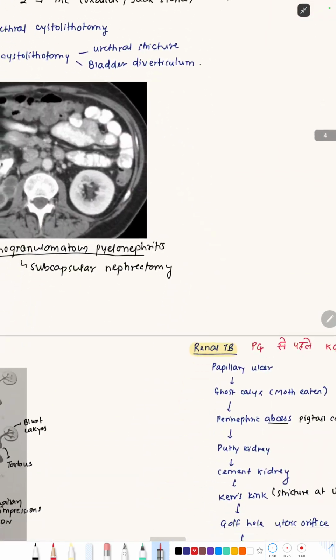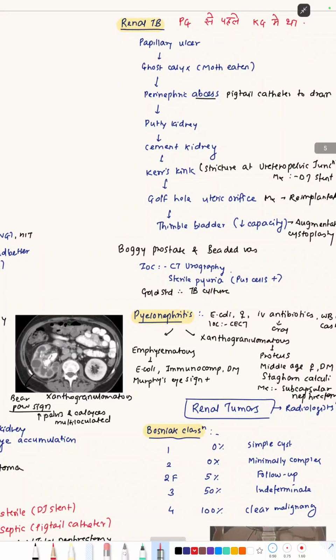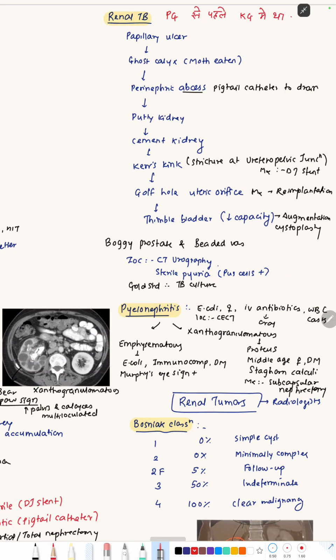Then the next is xanthogranulomatous. In the xanthogranulomatous pyelonephritis, we can see that there is a bear paw sign that is seen because of increased number of the calyces and the multiloculated appearance in an enlarged pelvis. So this is the xanthogranulomatous type. The most common causative organism is Proteus because it happens in alkaline urine. So staghorn calculus is also seen. Generally seen in middle-aged female diabetic, and management is going to be subcapsular nephrectomy.